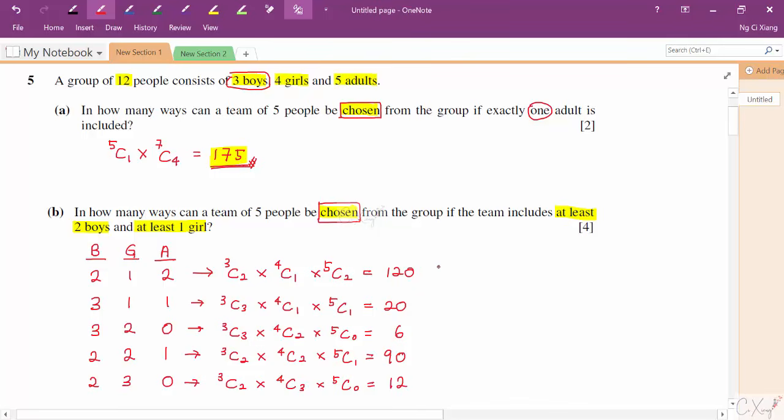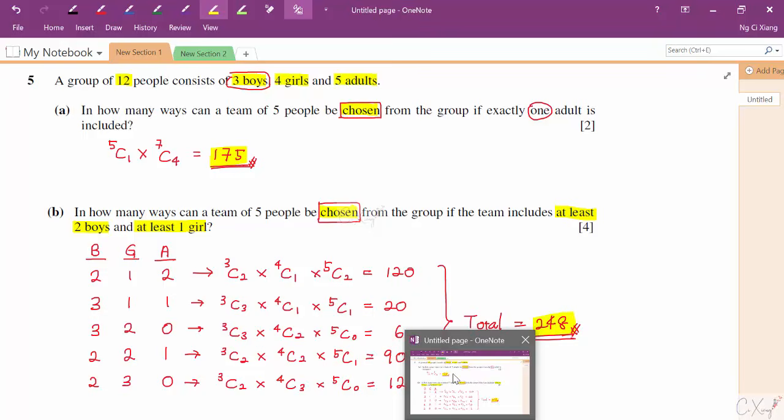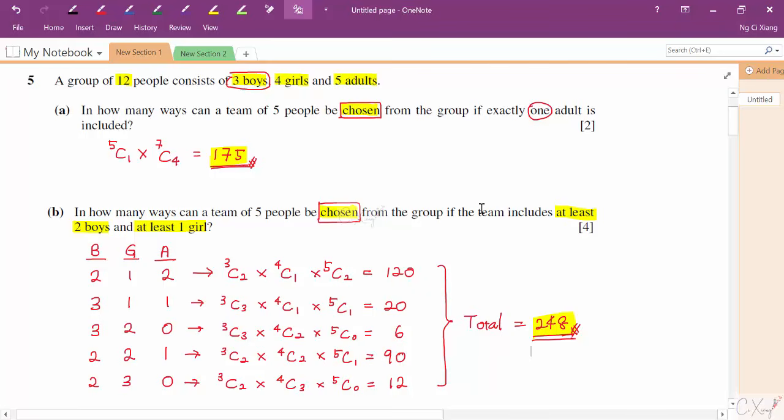Once you find all the cases and all the combinations for the different cases, to get the final answer you total all of them. If you get the total, you will get the answer, which is 248. This is how we solve part B. Then now we continue to part C.